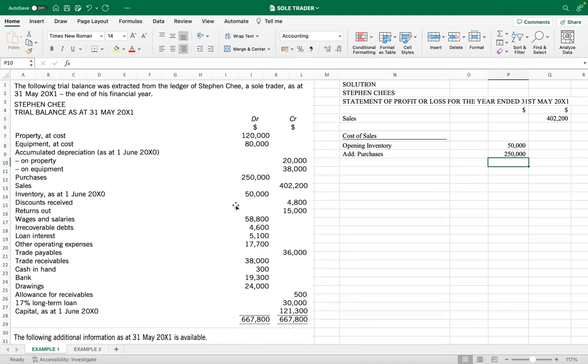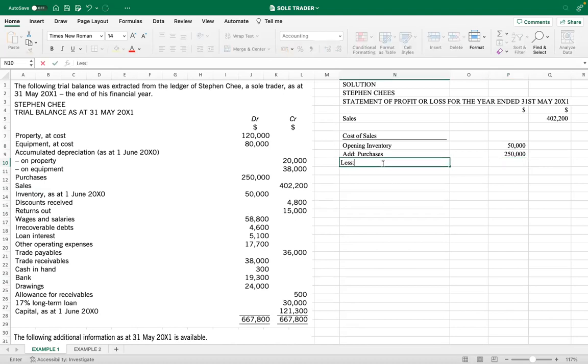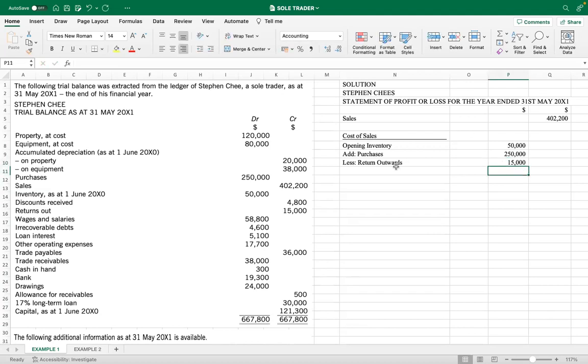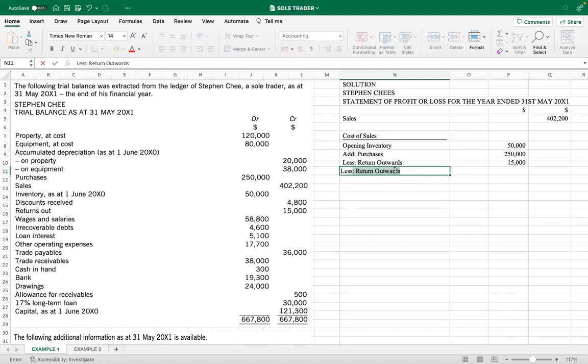And then we check if there is any return. There is return outwards, which is purchase returns. So we have, in this case, return outwards 15,000. So you less purchase returns, return outwards. And we are saying return outwards is 15,000. Now, after that, you come and less closing stock. If there is any carriage inwards, you add it to the purchases. But this question did not have any carriage inwards. So you come and less closing inventory.